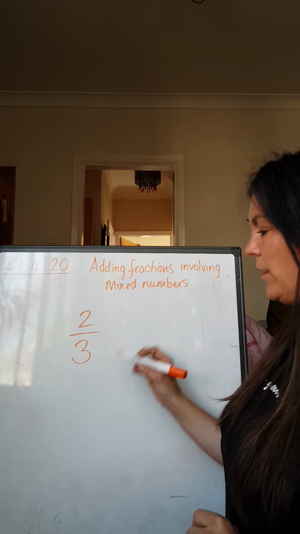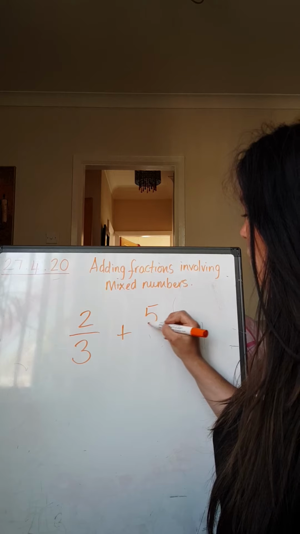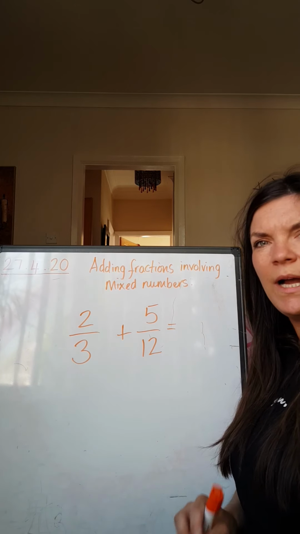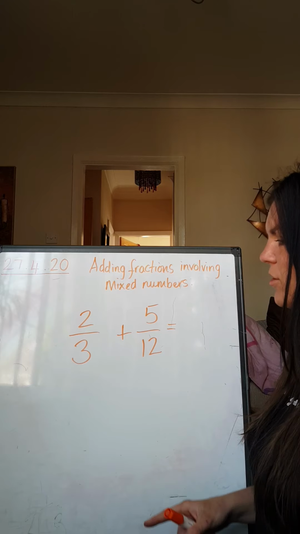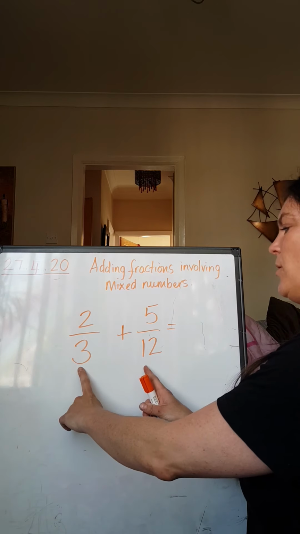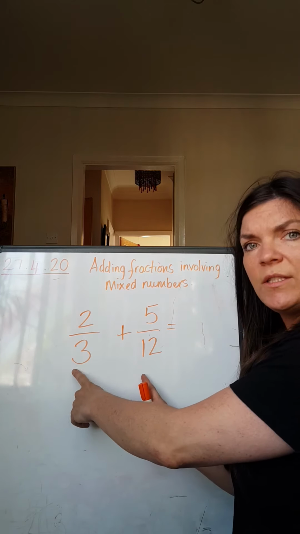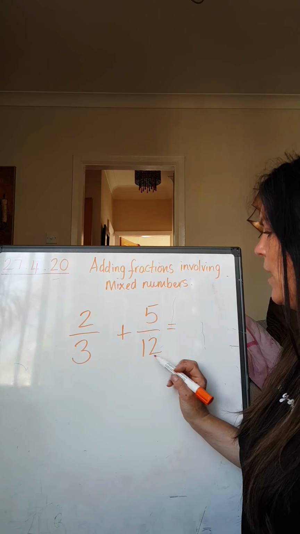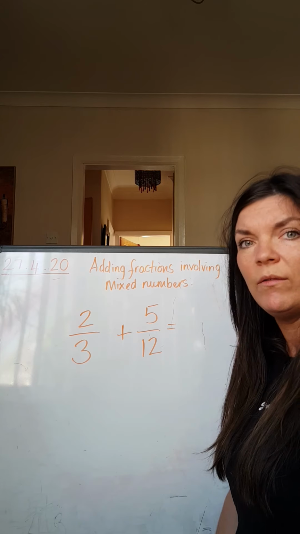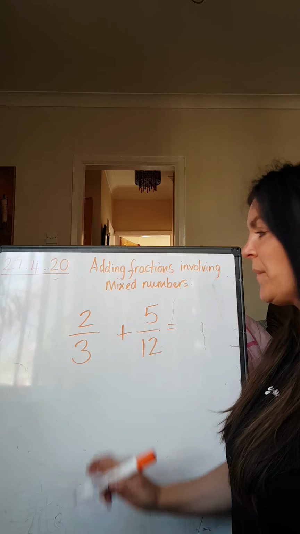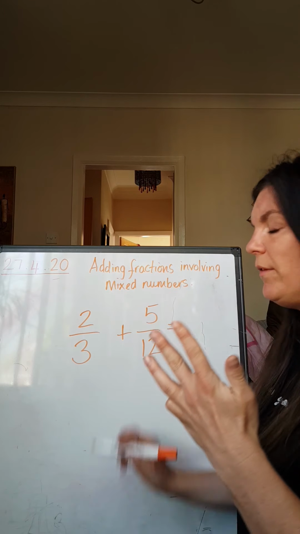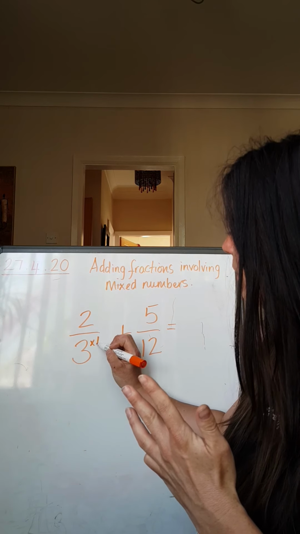I'll do 2/3 add 5/12. And I need to work out what that is. Why do I find that tricky right at the start? Well, I know that's because the denominators are different. I need to make them the same, and then I can go ahead and do the addition straight away. So how would I turn 3 into 12? What do I have to multiply by to turn 3 into 12? 3, 6, 9, 12. I need to multiply by 4.